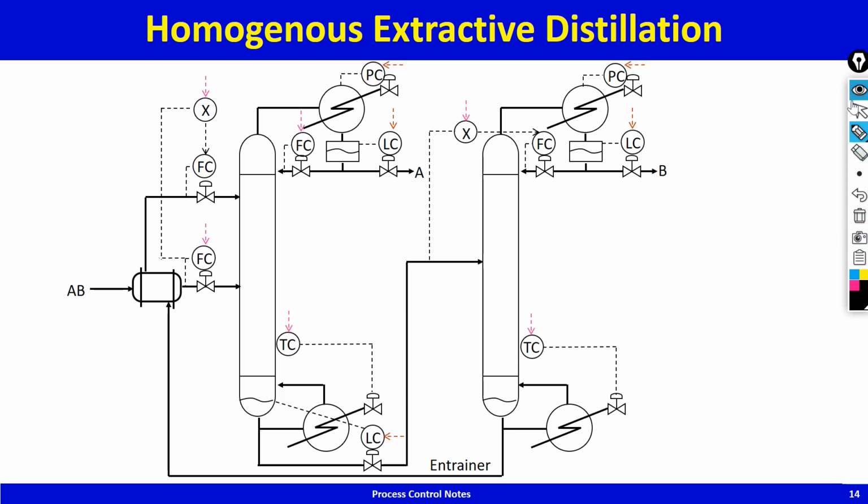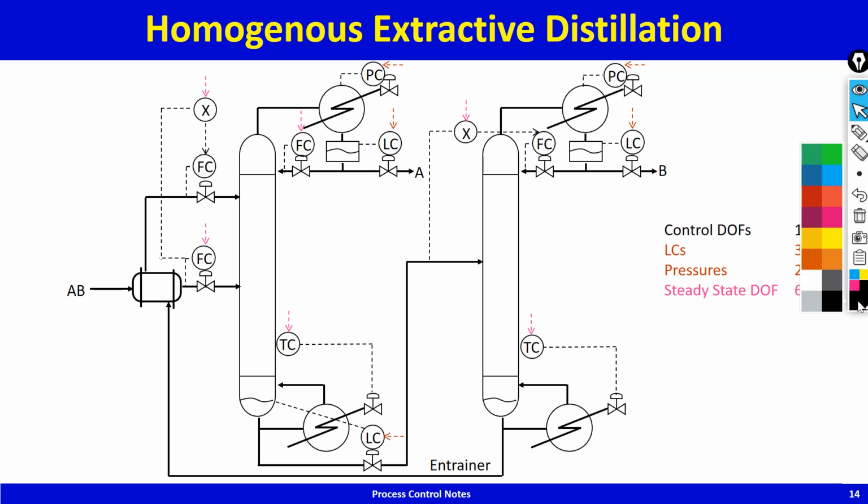So that's precisely what I have written here. There are 11 control degrees of freedom, 3 level controllers, 2 column pressures that are fixed. So the steady state degrees of freedom is 6. And what are those 6 set points in the control system that has been shown? Let's look at those set points.